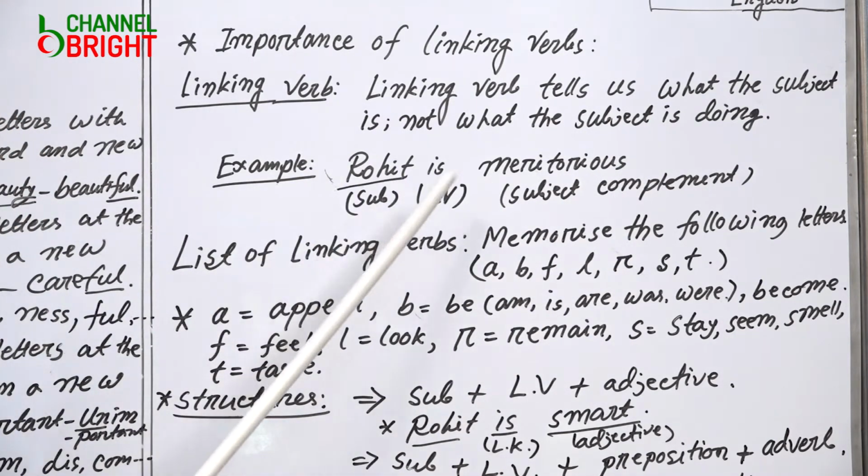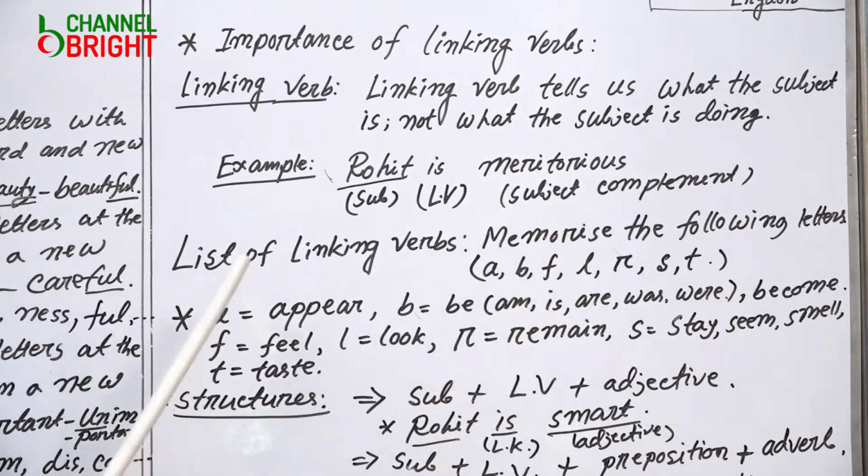So, for example, Rohit is meritorious. Okay, next, we must memorize the list of linking verbs. We have to memorize the 7 letters.